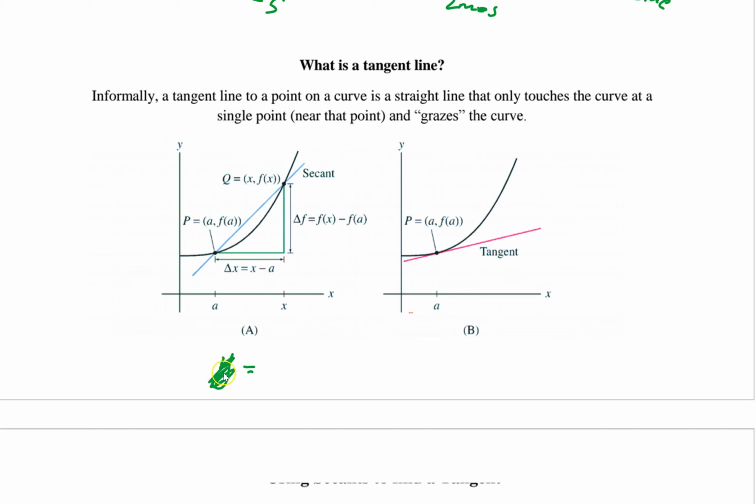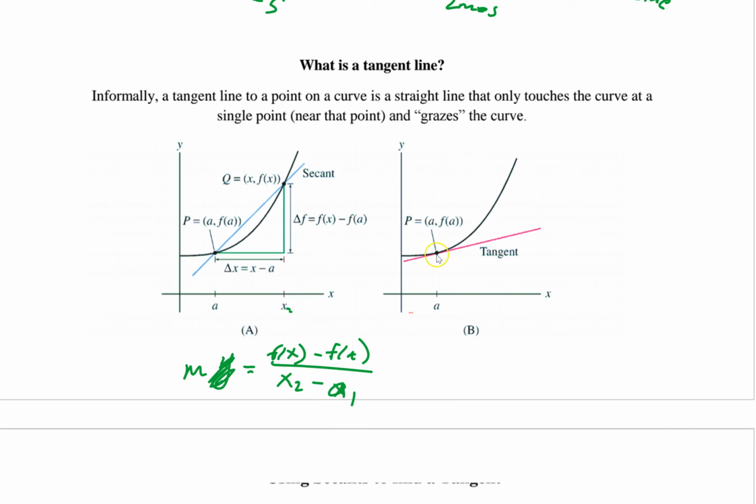Slope is going to equal y2 minus y1, so f of x minus f of a over x minus a, sorry. Don't worry about that stuff. That's just the normal slope equation. So that's the secant line.